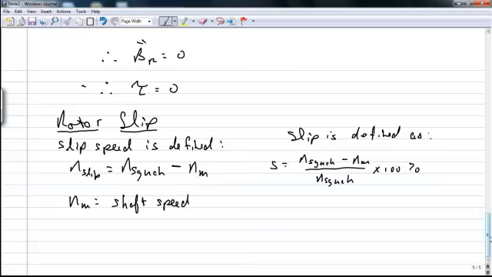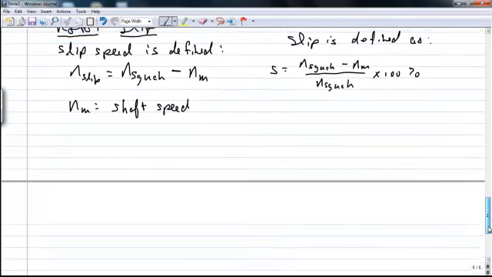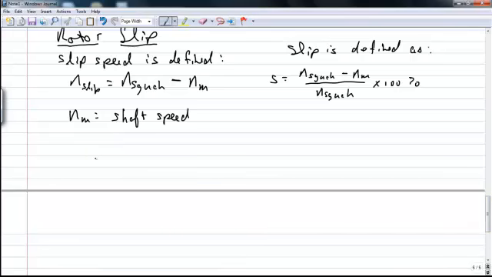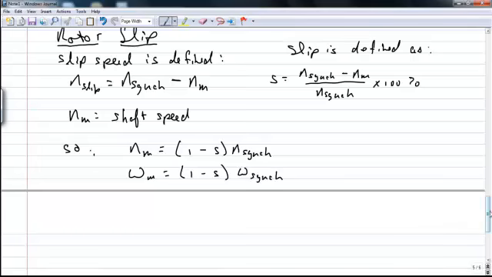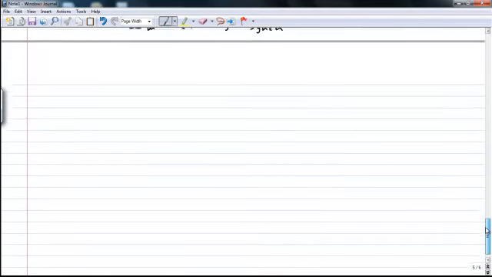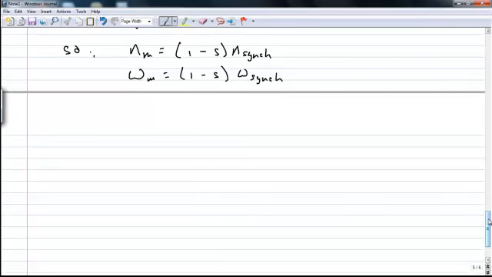So as a result of these equations, we can express the mechanical speed n sub m equal to 1 minus s, the slip, times the synchronous speed. If we were doing all this in radians per second, it would just be omega m equals 1 minus s times omega sync. Okay.